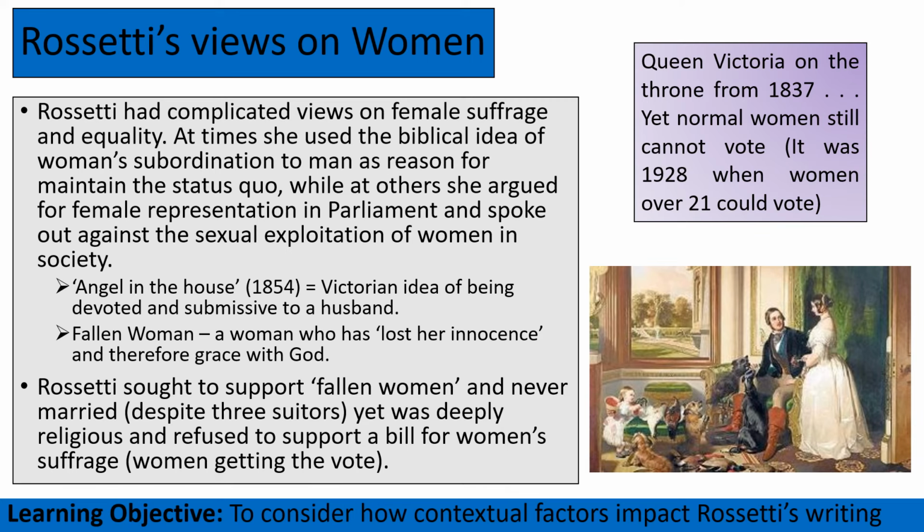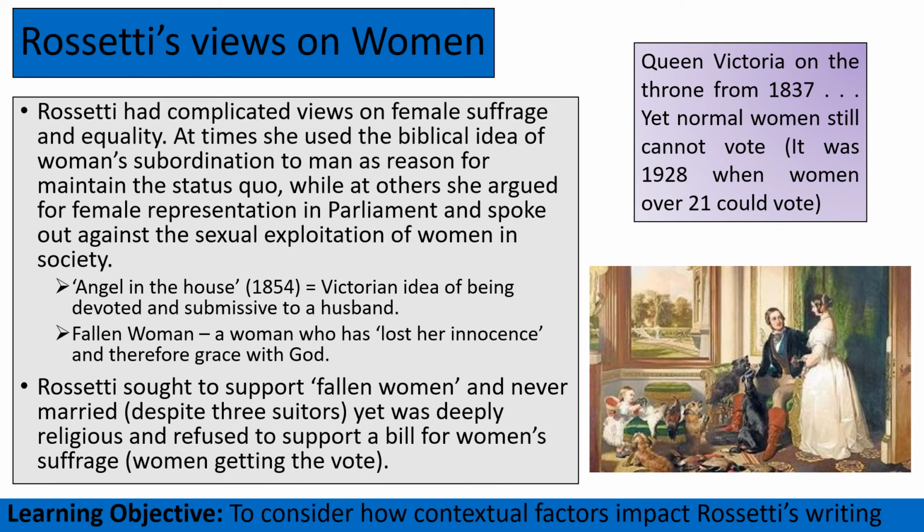Some common views at the time were the idea of the angel of the house, which was a common view for 1854, and this was this Victorian idea of being a devoted wife and submissive to a husband. Think the idealised woman, will cook and clean for the husband, always look pretty for them, just being an absolute, stereotypical angel. And then the fallen woman, a woman who has lost her innocence and therefore grace with God.